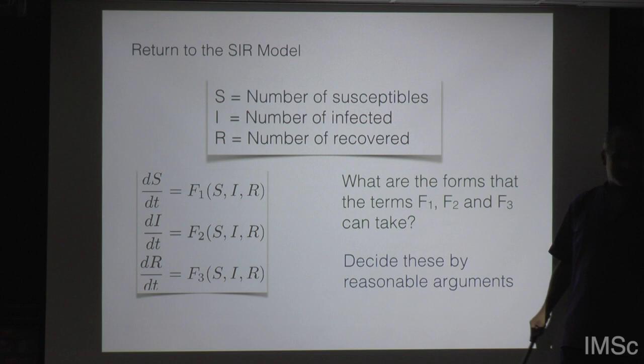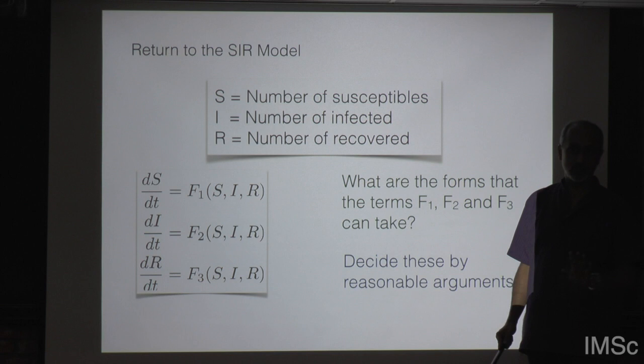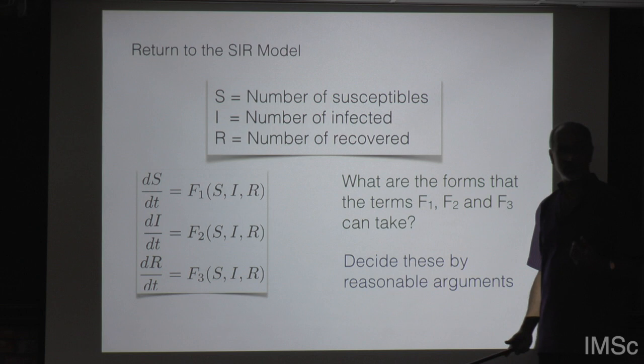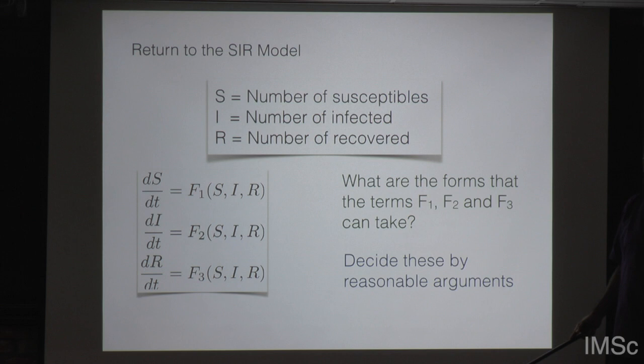The only thing that you can say about this function is if I is 0, there are no infected people at all, then dS by dt must be 0, assuming that no one is dying and no one is being born, because there's nobody around to infect you anymore. You have to stay susceptible unless there's somebody to infect you. So that's the only sort of hint that we have. And really, the number of recovered should not change the number of susceptibles. That's again a sort of hint that seems natural, which we must codify into our model.